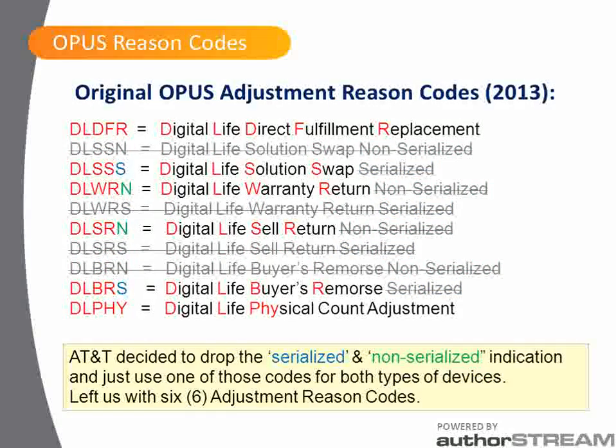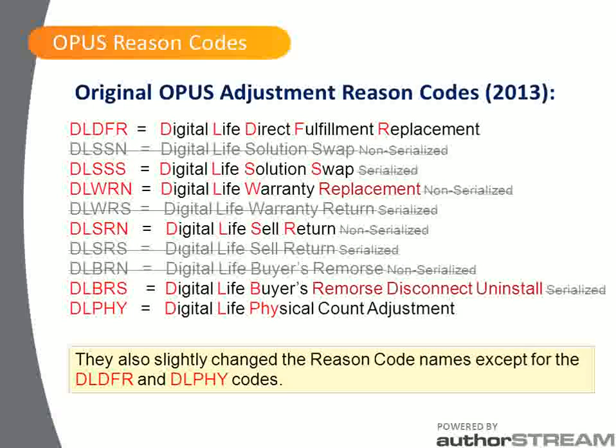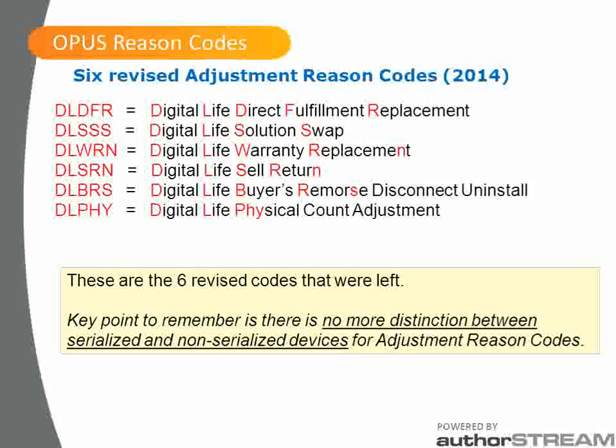AT&T has recently decided to drop the serialized and non-serialized indication and just use one of those codes for both types of devices. This has reduced the number from 10 to 6 adjustment codes. The codes AT&T decided to drop are grayed out and crossed through on this slide. AT&T also changed the reason code name slightly, except for the DLDFR and DLPHY codes.